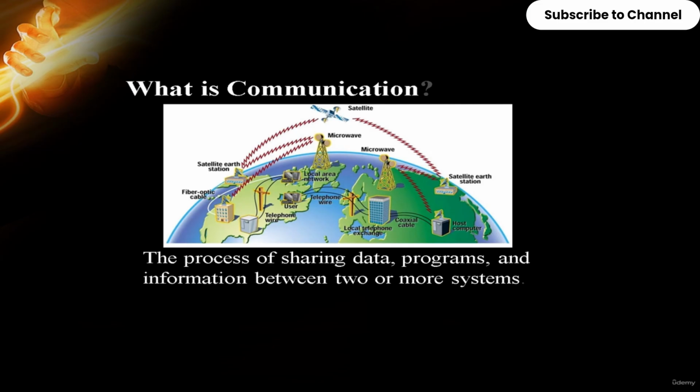In this diagram we can see how communication happens above the earth. On the earth, wired communications are happening with fiber optic cables, and with the help of satellites, earth stations, microwave, and satellite communications are happening. So what is meant by communication basically? It is nothing but the process of sharing data, programs, and information between two or more systems.